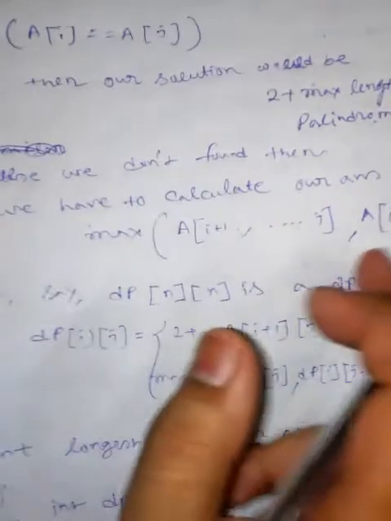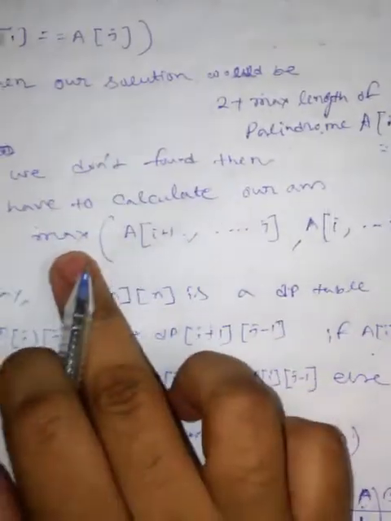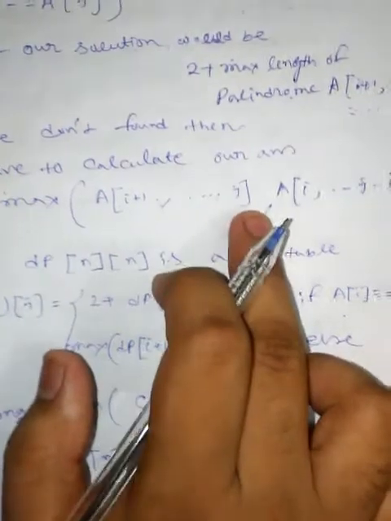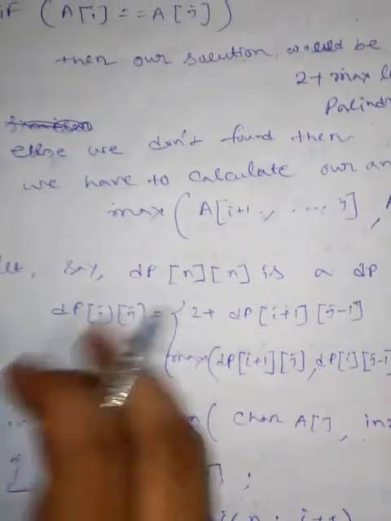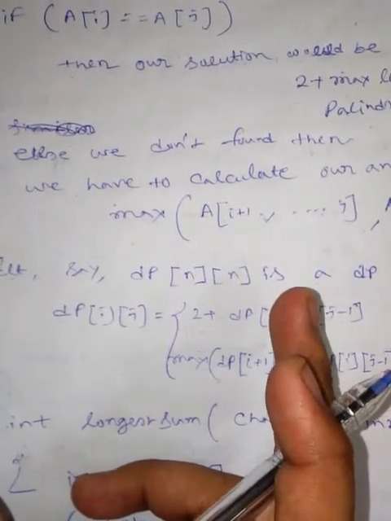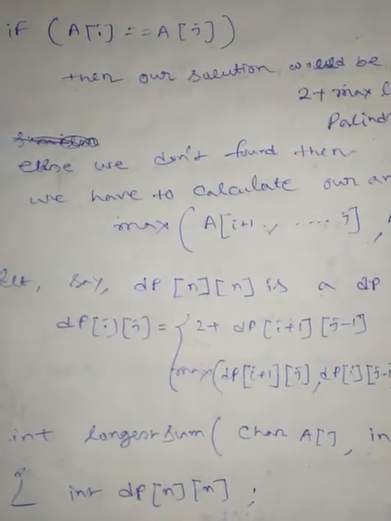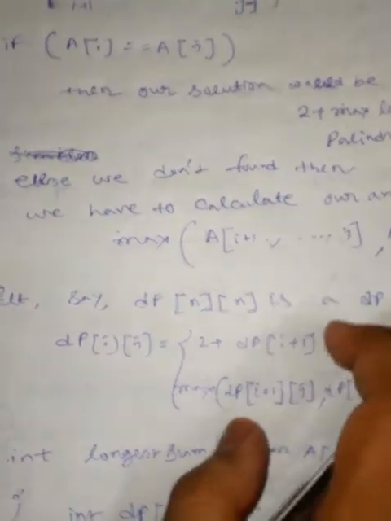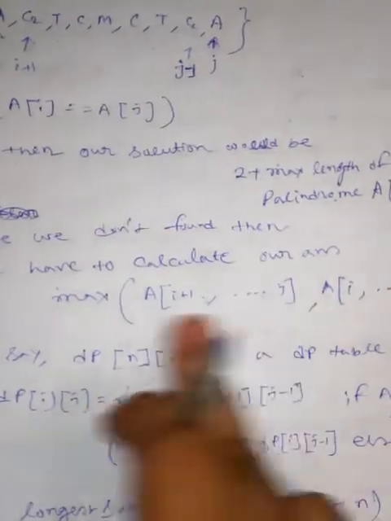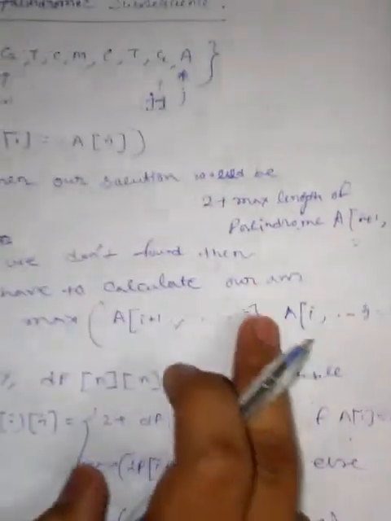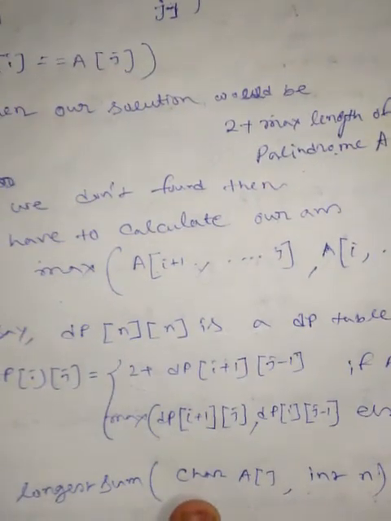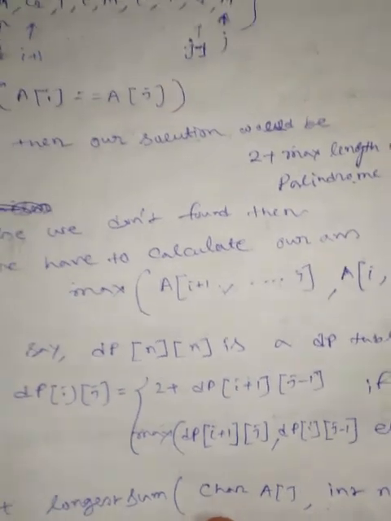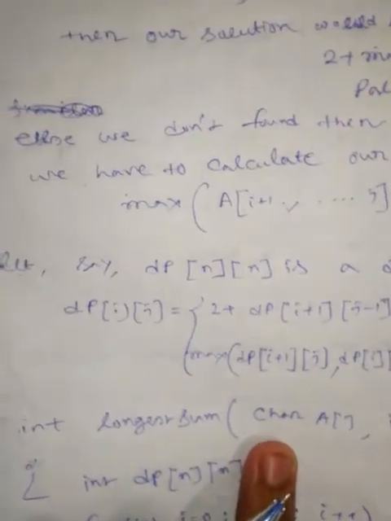So here I have written the same thing. We have to find the maximum of a[i+1 to j] and a[i to j-1]. Now how can you solve this problem? It is a simple recursive function call, but the time complexity of the program would be exponential. So the better solution would be to use a dynamic programming approach.